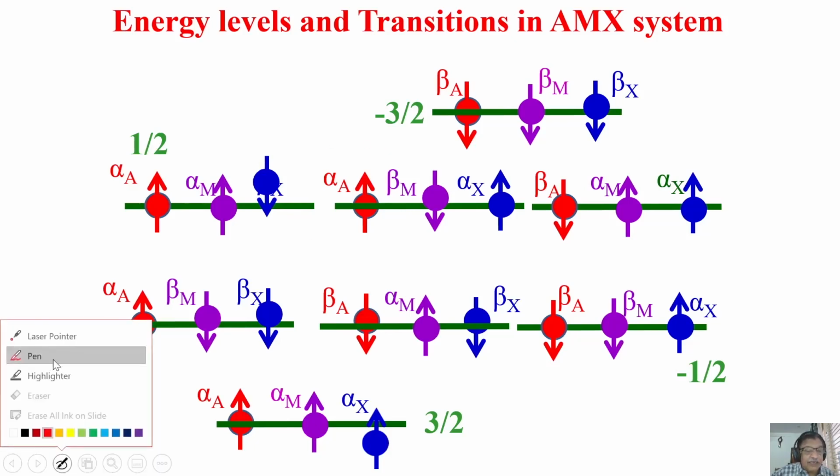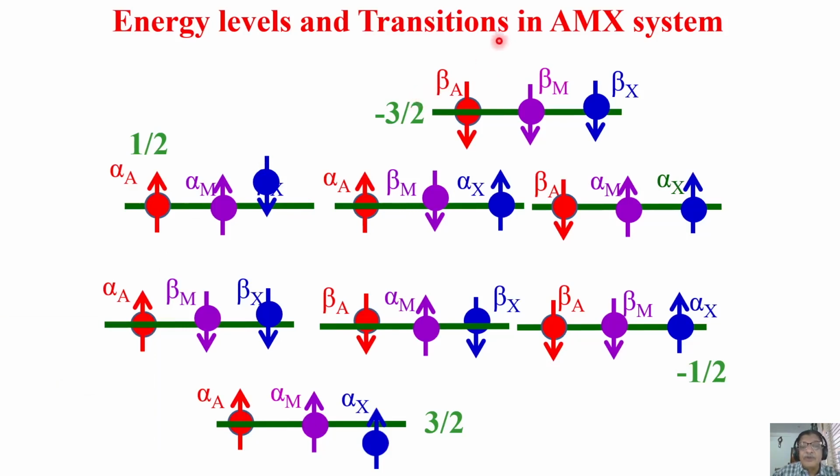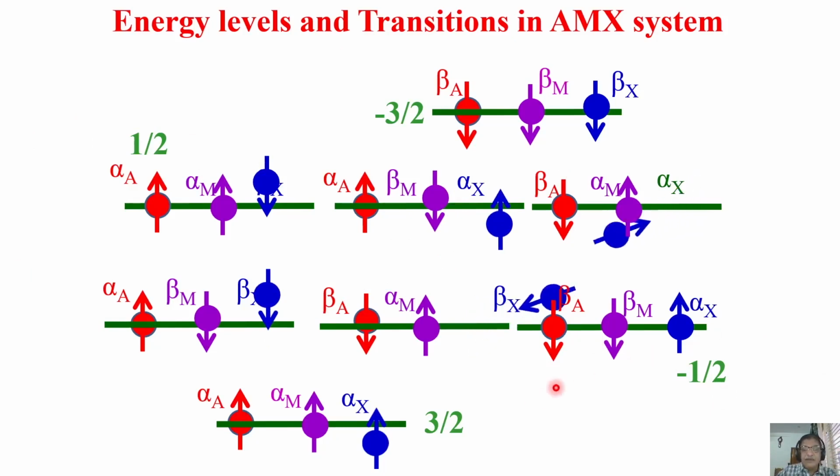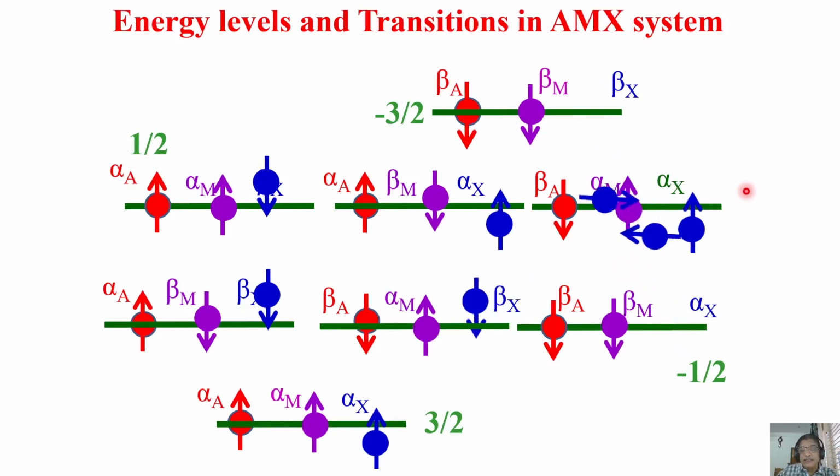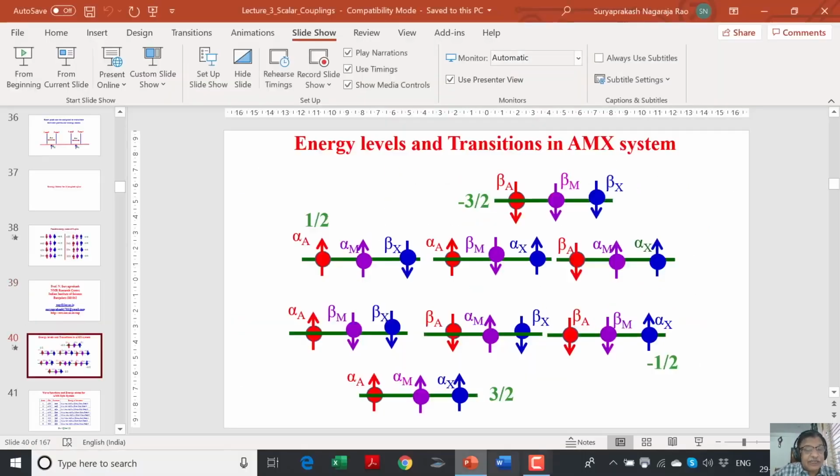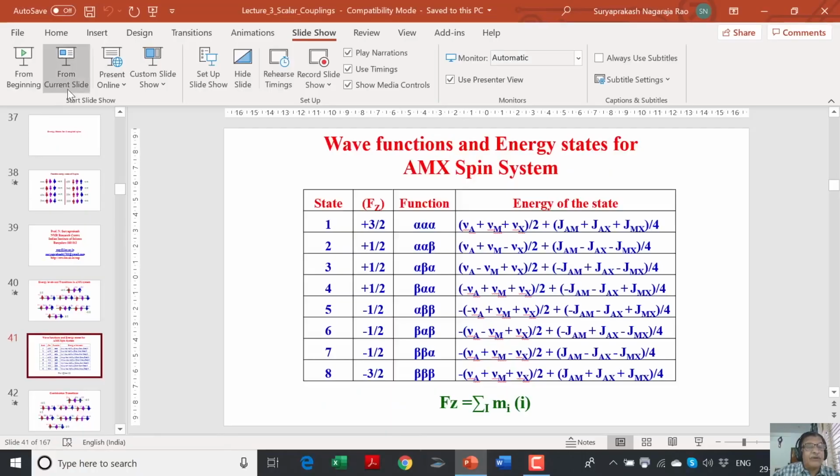So now let us see a few things. Next transition, again X, alpha X to beta X. This is plus half to minus half transition, and that is allowed because the change turns out to be 1. Another one, this is also allowed. This is also an X transition, and this is also an X transition. So like that, I showed 4 transitions will be there for A, 4 for M, 4 for X. Without going into the details further, we don't have to see that.